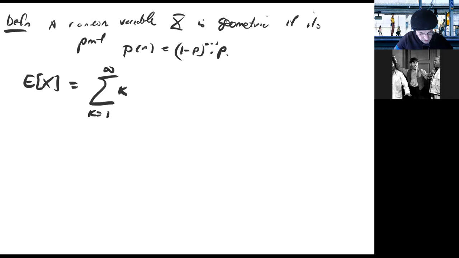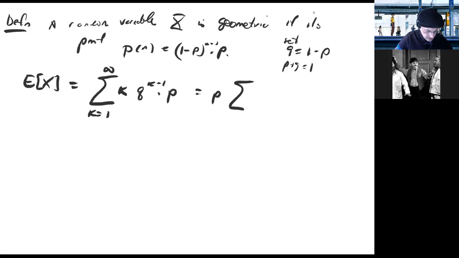Okay, it's convenient to set q equal to 1 minus p so that p plus q equals 1. So now 1 minus p is given by q. So we get q to the k minus 1 times p appearing. And this is the same as p times the sum, k goes from 1 to infinity of k q to the k minus 1.